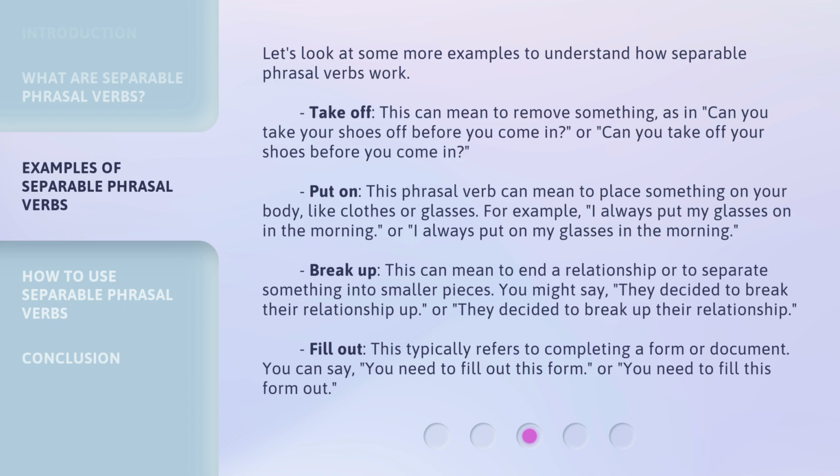Break up. This can mean to end a relationship or to separate something into smaller pieces. You might say, they decided to break their relationship up. Or, they decided to break up their relationship. Fill out. This typically refers to completing a form or document. You can say, you need to fill out this form. Or, you need to fill this form out.